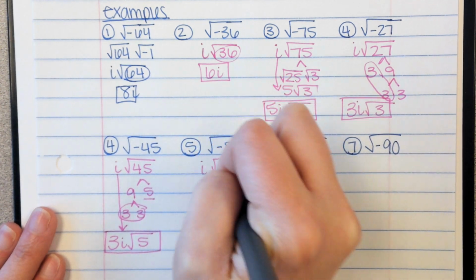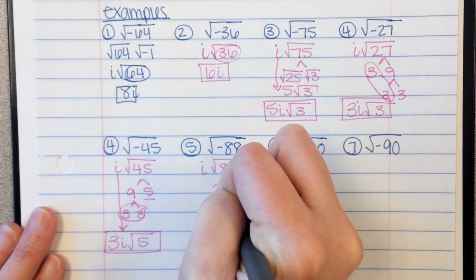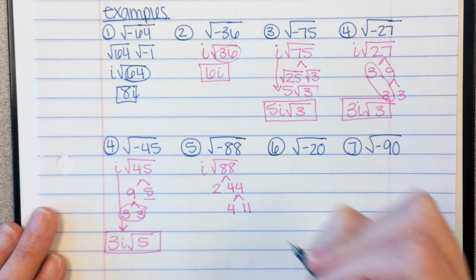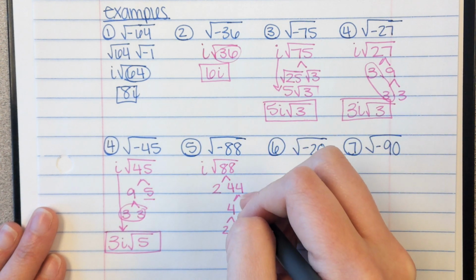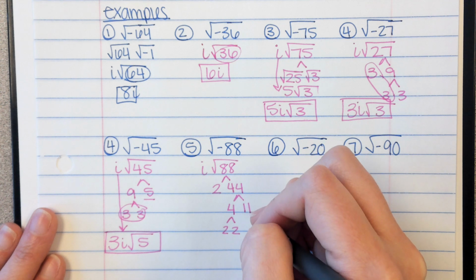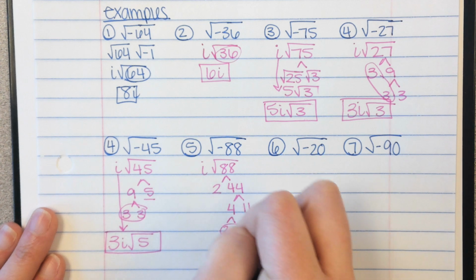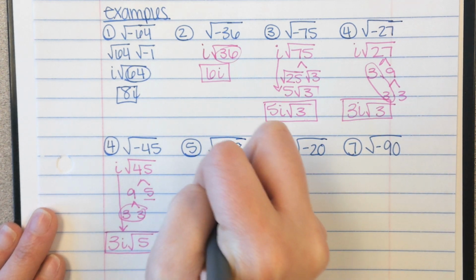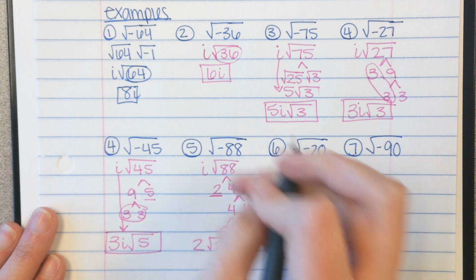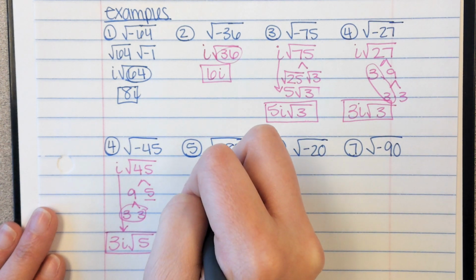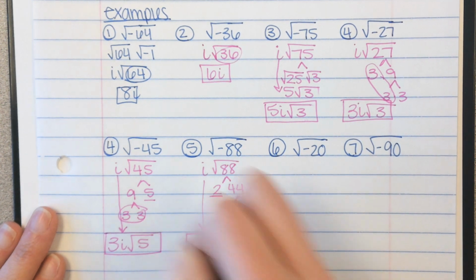All right, the next one, I'm going to go ahead and pull out the i, and I have the square root of 88. For 88, I know that's 2 times 44. 44 is 4 times 11. 4 can be broken up into 2 times 2. And 11 is just 1 and 11, so I can't do anything else. All right, so find my pairs. Here I have a pair of 2s. I have a 2 and an 11 left over, so 2 times 11 is 22. And my i is going to come straight down, so 2i square root of 22.